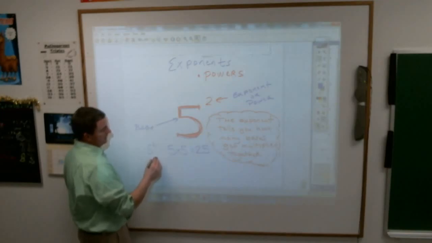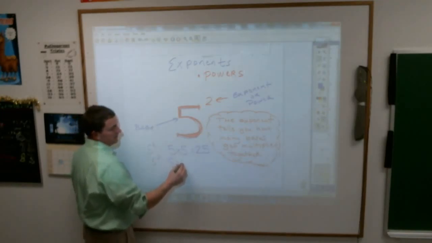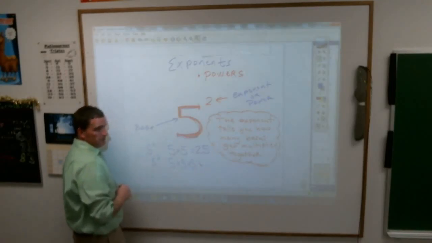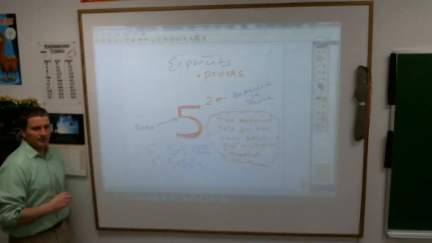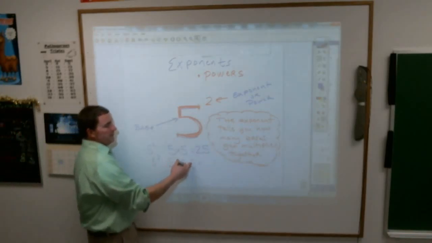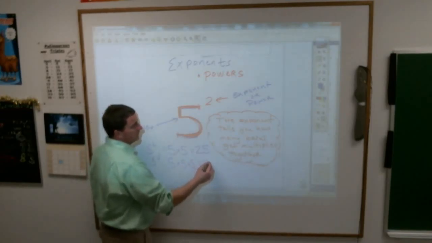If I had 5 to the third power, that is 3 5s being multiplied together, which ends up being what? 5 times 5 times 5. Please don't say it's 15, because it's not. 5 times 5 is 25. 25 times 5, 125.